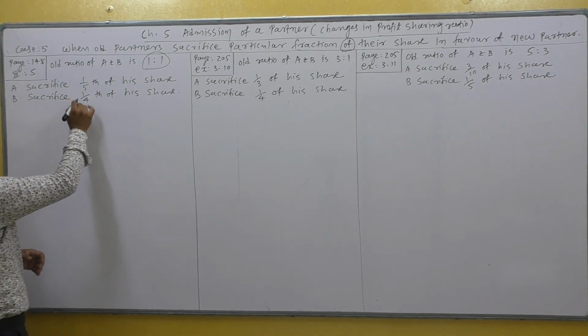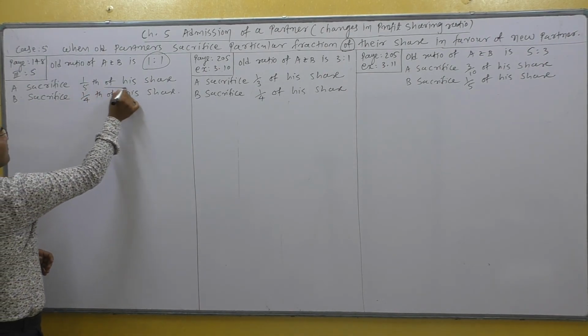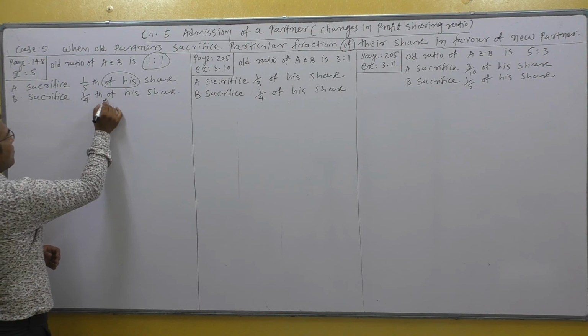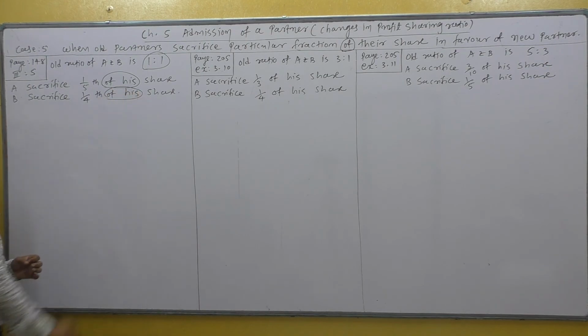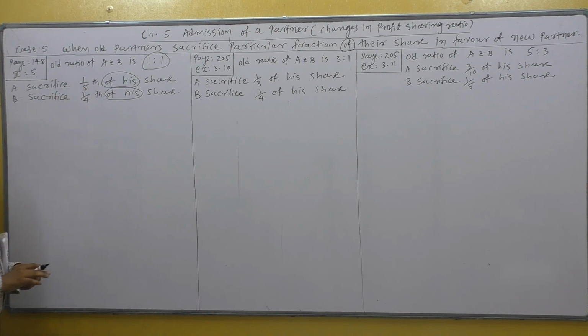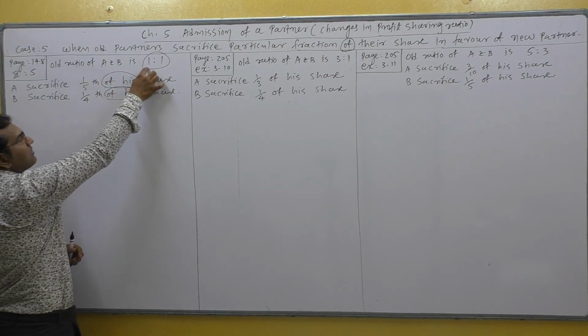In this illustration, the old ratio of A and B, old partners, is given 1:1 equally. A sacrifices 1/5 of his share. Student, this condition is very important, of his share, and B sacrifices 1/4 of his share. That means 1/5 portion is not a complete sacrifice made by A. A does not sacrifice 1/5 share. A sacrifices 1/5 of his share. His share means A's share is here 1/2.